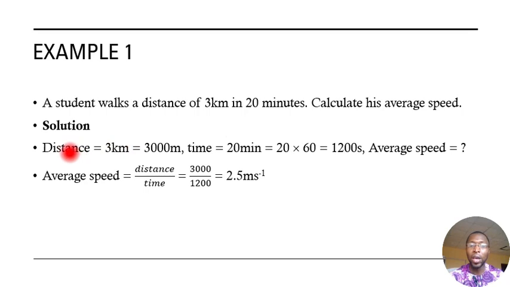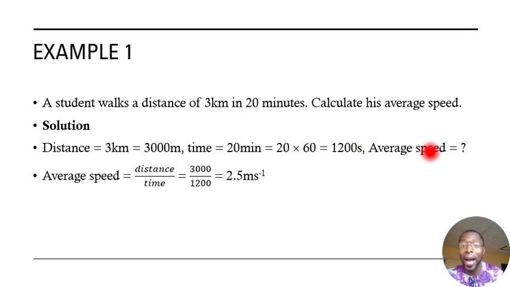So here we are given the distance the student covered to be 3 kilometers. But then we have to convert this distance to its SI unit, which is meters. So 3 kilometers in meters is 3,000 meters because we multiply 3 kilometers by 1,000 to convert it to meters. In 20 minutes, we are given time also to be 20 minutes. And then we have to convert time to its SI unit, which is seconds. So converting 20 minutes to seconds will be 20 multiplied by 60, and that will give us 1,200 seconds.